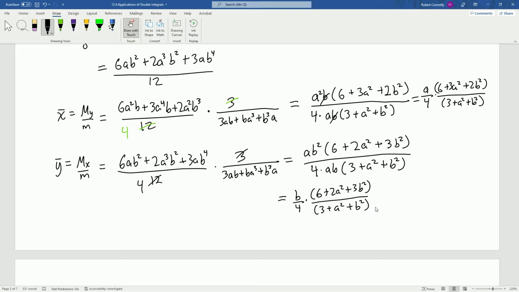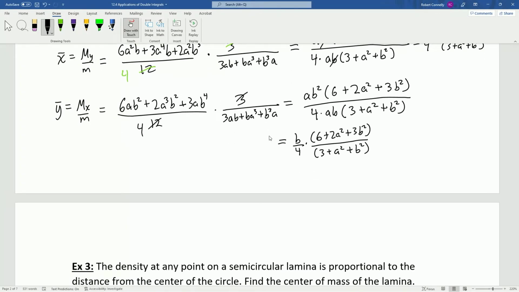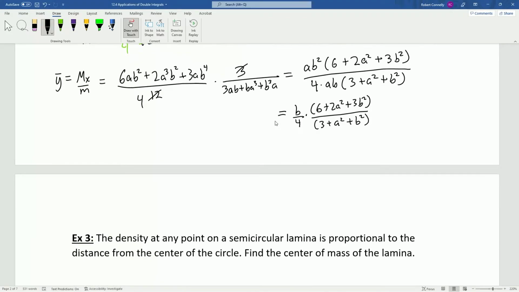Okay, and that's it for that problem. It's a little bit of a doozy. So some of these problems are pretty time consuming. There's not much way around it. I wish there was some good shortcuts, but sometimes you just got to work them through. All right, so let's move on to this next example.